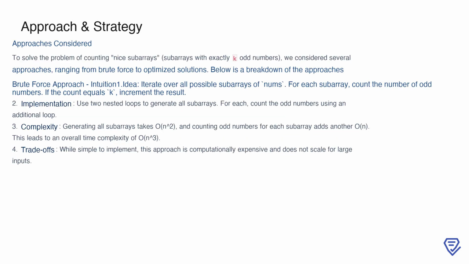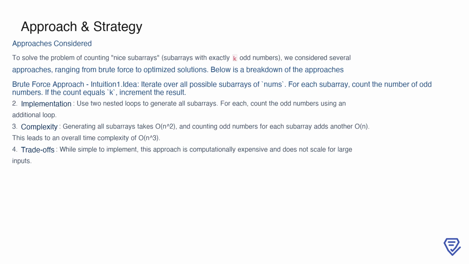To tackle the problem of counting subarrays with exactly k odd numbers, we explored a few potential approaches. The most straightforward method is the brute force approach. Here, the idea is simple: iterate over all possible subarrays of the given array nums. For each subarray, count how many odd numbers it contains. If the count matches k, we increment our result. To implement this, we would use 2 nested loops to generate all subarrays, and for each subarray, an additional loop to calculate the number of odd numbers.